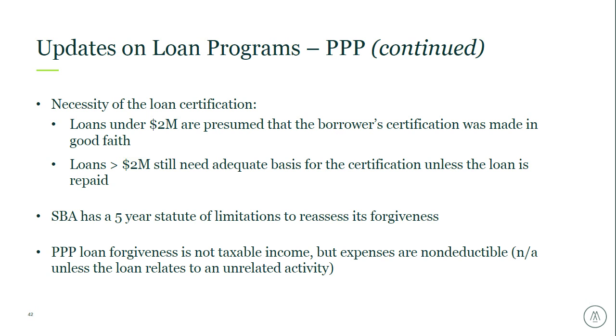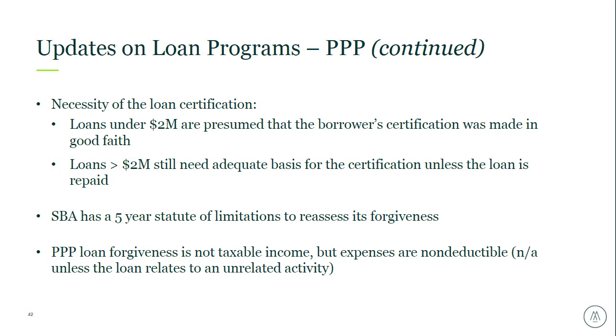And exactly what loans the SBA would take a closer look at to make sure that the loan good faith certification was made. For loans that were under $2 million, you're automatically presumed that the certification was made in good faith. And the SBA really won't be looking into that loan too much further. If the loan was in excess of $2 million, the SBA likely would still be asking some more questions, and there may be an audit of the funds to ensure that the good faith certification was made.